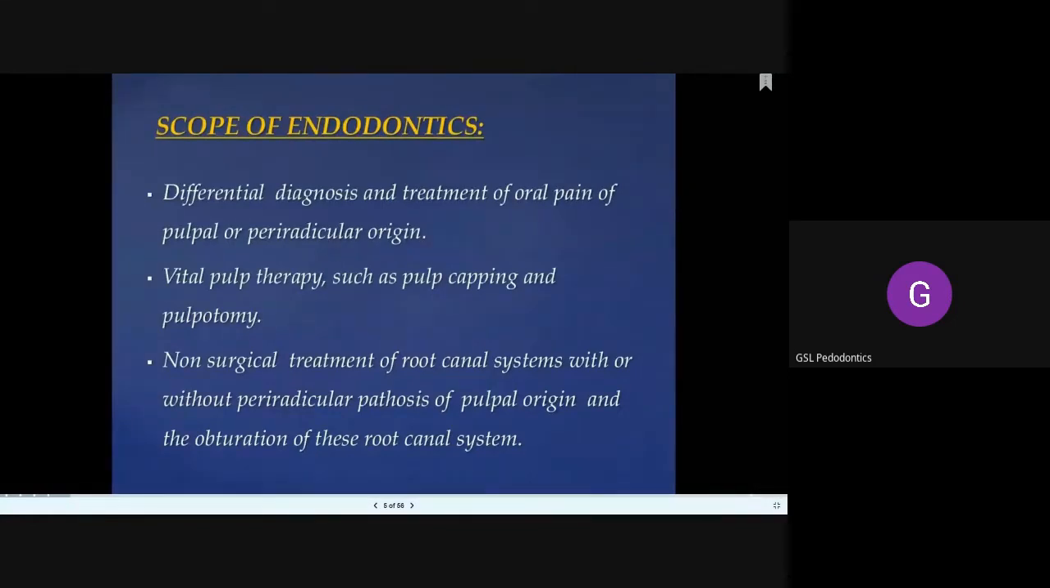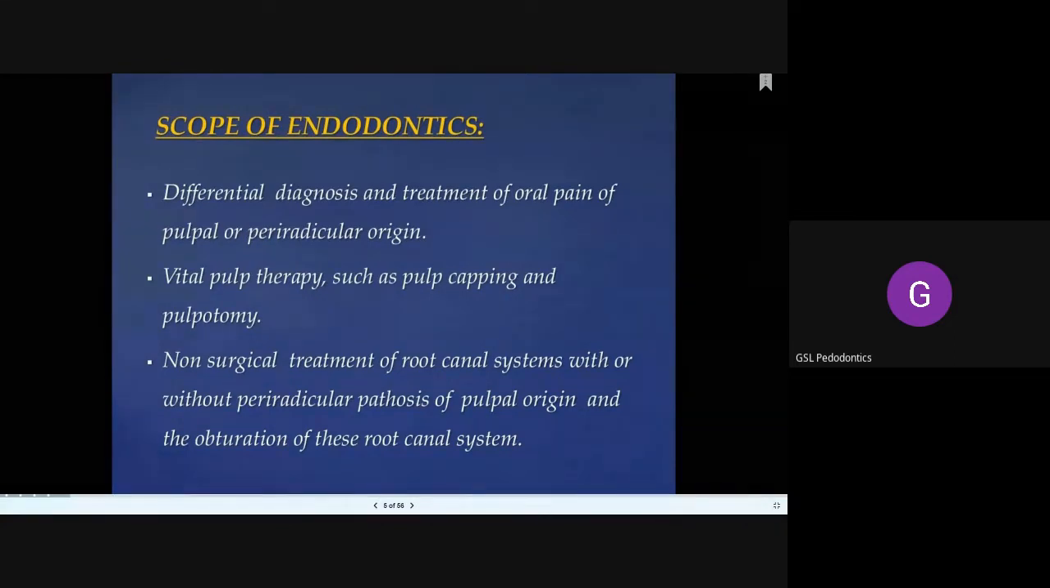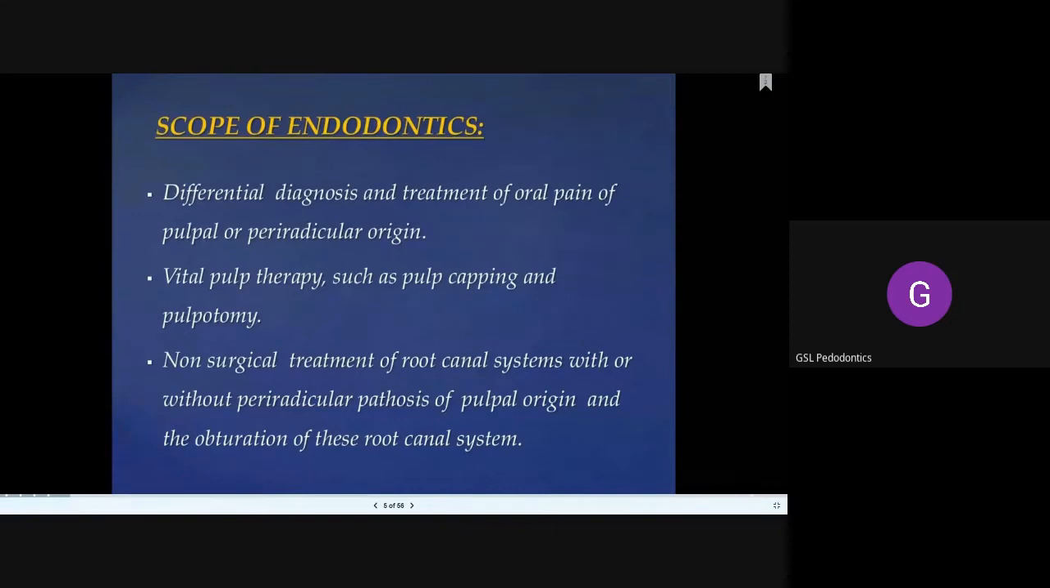The other scope is vital pulp therapy. Before proceeding to root canal treatment, you should always do the minimally invasive procedures which prevent the root canal, such as pulp capping, that is nothing but covering the pulp with a material which will regenerate the dentin, and pulpotomy, that is only the partial removal of the pulp. So first you should try these vital pulp therapies. Only if they don't succeed will you proceed to the RCT, that is the root canal treatment, which removes the vital pulp.